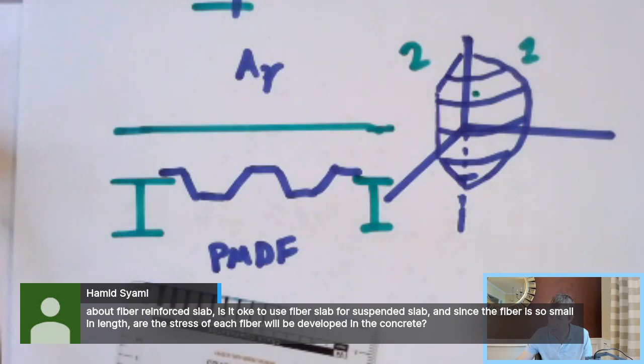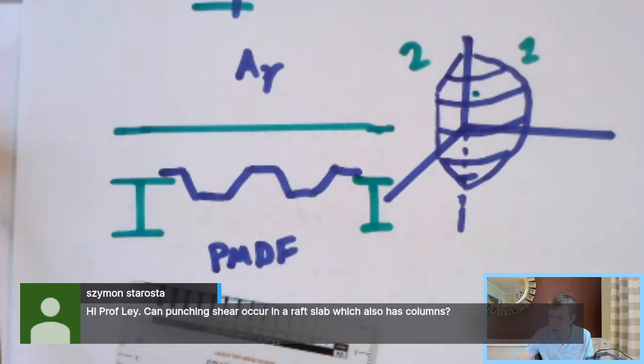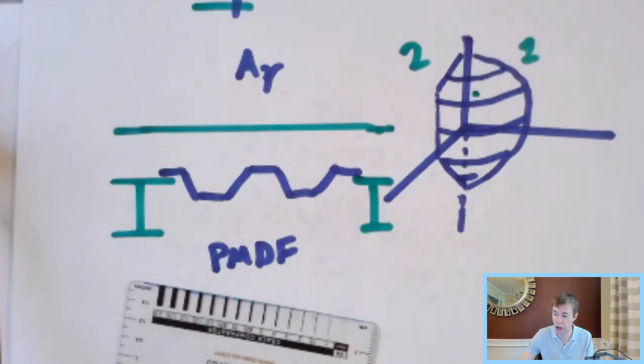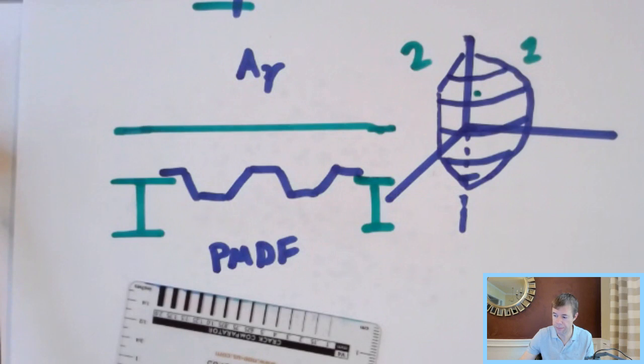Awesome. Can punching shear occur in raft slabs that have columns? Yeah, that's a good question. Raft slabs, I think you're talking about two-way slabs or slabs with beams, that's a beam at a column. So it can happen, but it's actually really, really rare and hard to have that happen. Usually punching shear happens on flat slabs. I could explain that, but we're seeing what's going on.